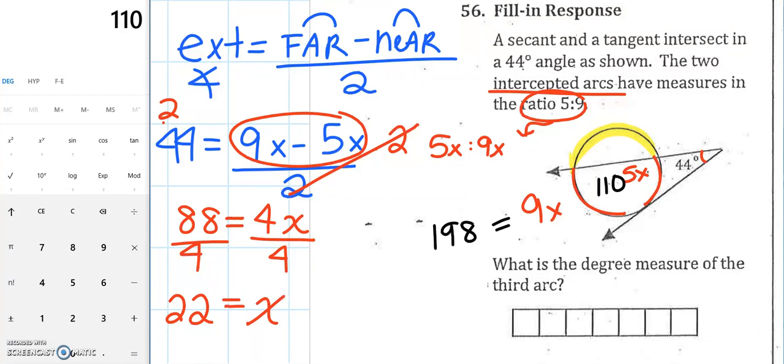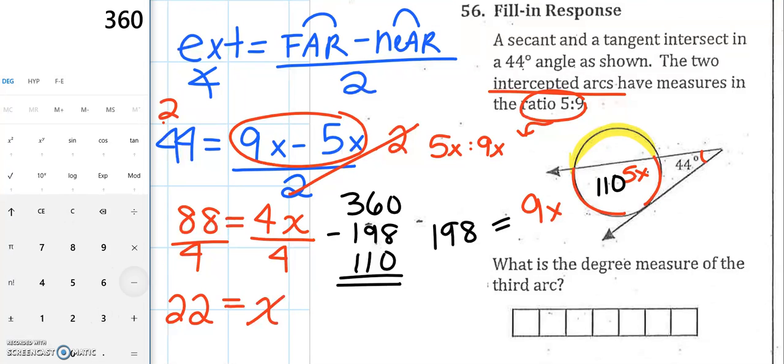So if I'm figuring out what's left over for that yellow arc at the top, all the arcs should add up to 360. So I'm going to subtract 360 minus 198 minus the 110. And whatever's left over, that's the measure of my last arc. So let me go ahead and do that. 360 minus 198 minus 110. I'm left with 52, which is my last arc. Okay, let's move on to the next question.